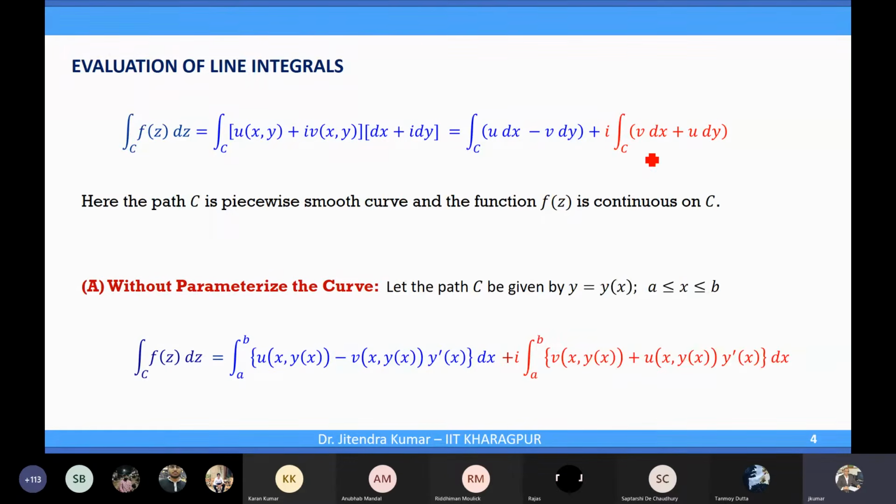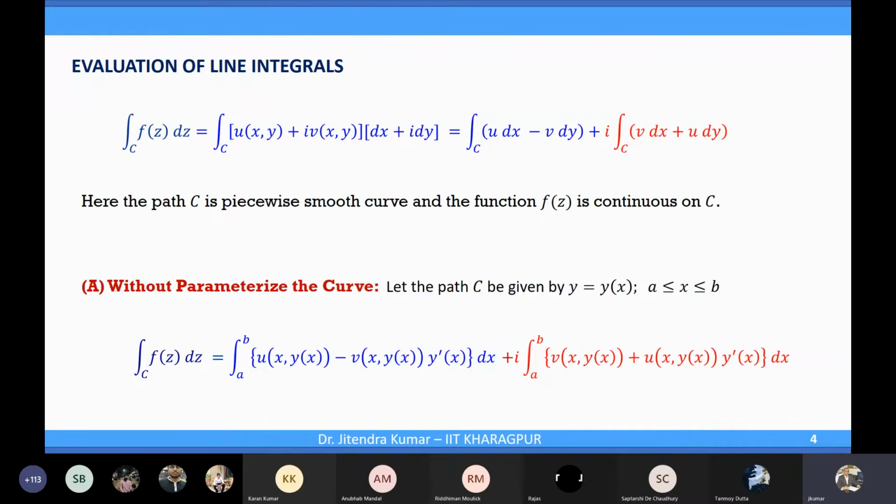In the second term, the same thing: you substitute your x and y in terms of x, of course, because that is the relation given, and then y prime will come because we want dy here. So dy is y prime(x) into dx, right? Then everything is over dx, and you have these two real integrals. Compute these and you will get a complex number, the complex value of your line integral, right? So this is the simplest way of evaluating the line integral.